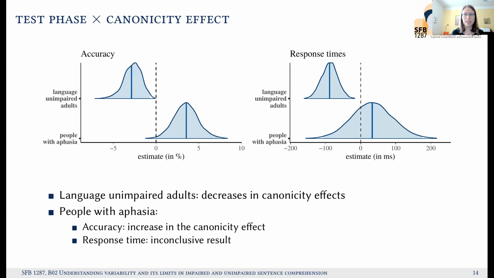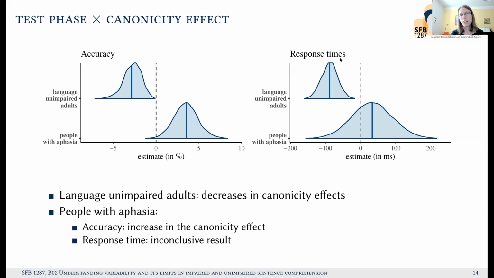Let's first of all look at the language unimpaired adults. Here we see indeed a shift of the distribution in the negative space, which seems to suggest that the canonicity effect decreased in the retest phase. Let's now look at the distribution for our people with aphasia. Here we see a shift of the distribution in the positive space, which seems to suggest that the canonicity effect increased in the retest phase.